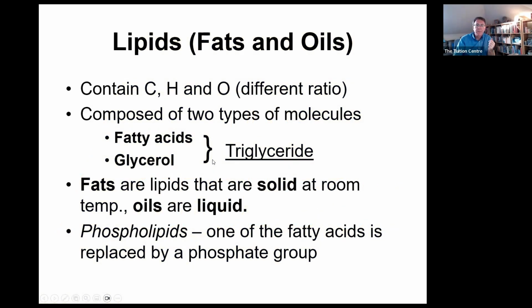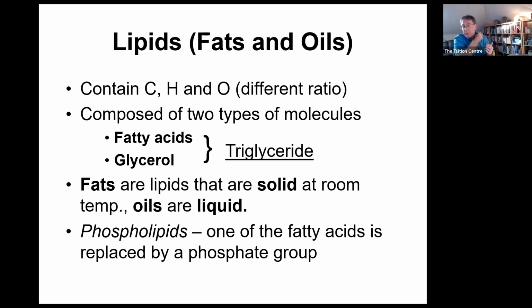On to lipids. So lipids, also known as fats and oils. Fats are solid at room temperature, oils are liquid at room temperature. That's the definition, literally. Okay, so butter is a fat, and if you heat it up, it becomes liquid. So does it become an oil then? No, because you heat it up above room temperature.